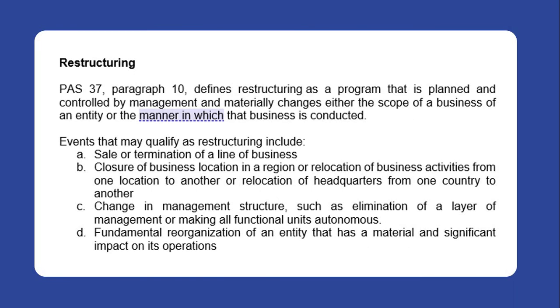Next is restructuring. So what is restructuring? PAS 37 paragraph 10 defines restructuring as a program that is planned and controlled by management and materially changes either the scope of a business or of an entity or the manner in which that business is conducted. So there is a material change in the scope of business or the manner in which the business is conducted.